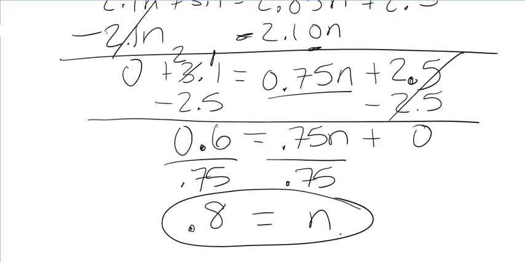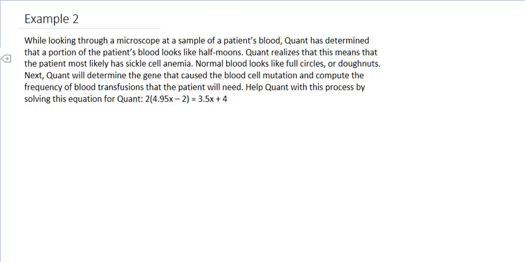So let's look at one more example. While looking through a microscope at a sample of a patient's blood, Quant has determined that a portion of the patient's blood looks like half moons. Quant realizes that this means the patient most likely has sickle cell anemia. Normal blood looks like full circles or donuts. Next, Quant will determine the gene that caused the blood cell mutation and compute the frequency of blood transfusions that the patient will need. Help Quant with the process by solving this equation.